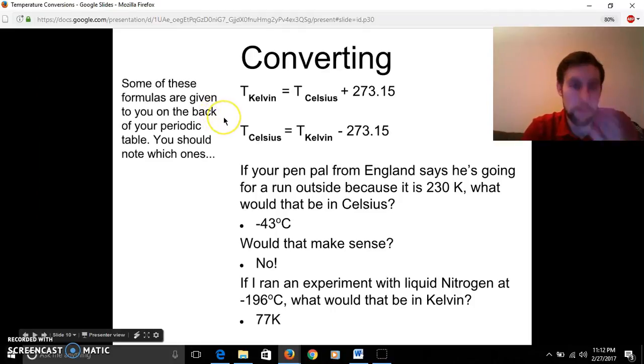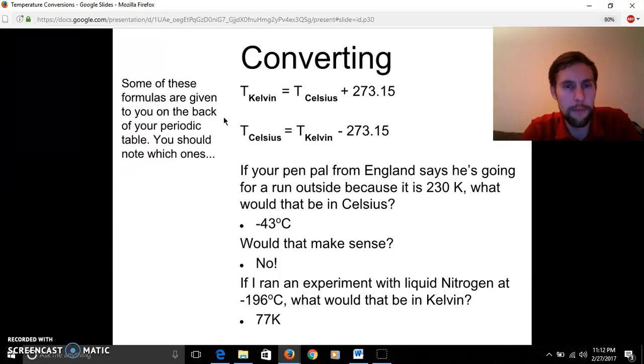Okay. So just note which ones are on the back of the periodic table and which ones are not, so you need to know them or how to solve for them.